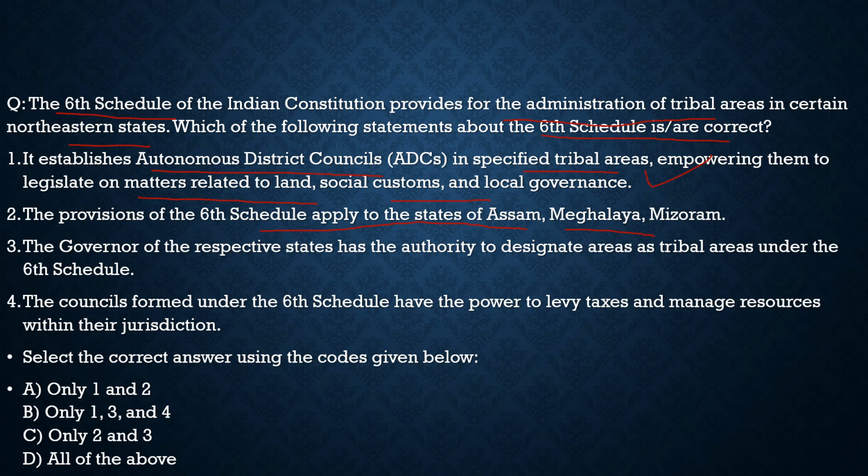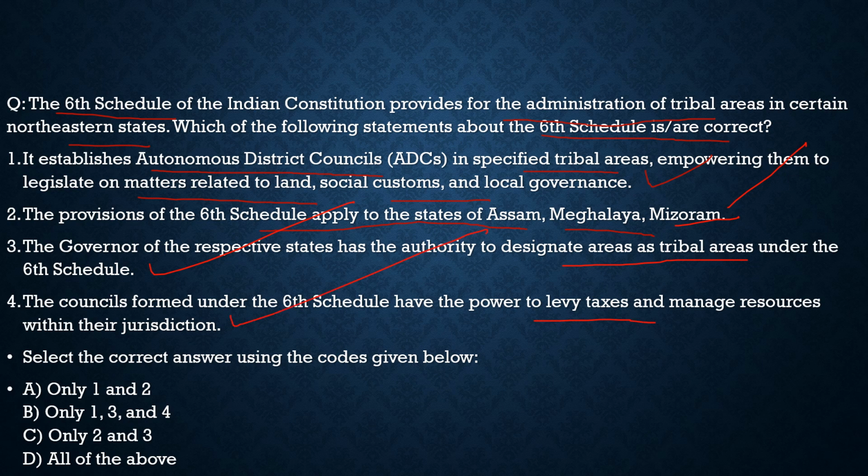Let's have a look at the second statement here. Sorry, I got a little bug during our recording. The second statement says the provisions of the sixth schedule apply to the states of Assam, Meghalaya, Mizoram, and Tripura. Correct, nothing wrong with this statement. Third statement, the governor of the respective states has the authority to designate areas as tribal areas under the sixth schedule. Correct. Fourth statement, the councils formed under the sixth schedule have the power to levy taxes and manage resources within their jurisdiction. Correct.